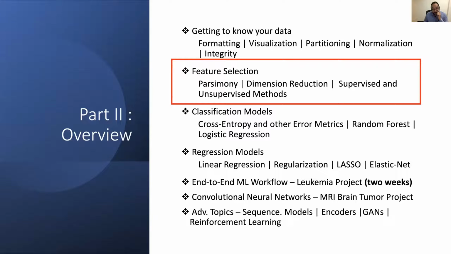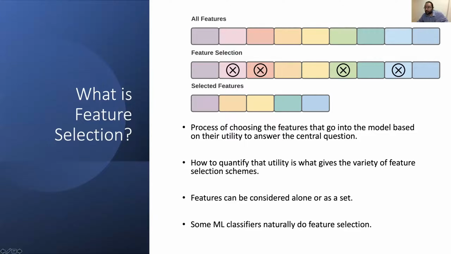Okay, so this week it's all about feature selection, and we'll just jump right to it. We're going to spend 2 weeks on classification and regression next time. So what is feature selection? Feature selection is basically what it sounds like. You have a variety of features in your source data, and you have to pick and choose which ones are going to be useful.